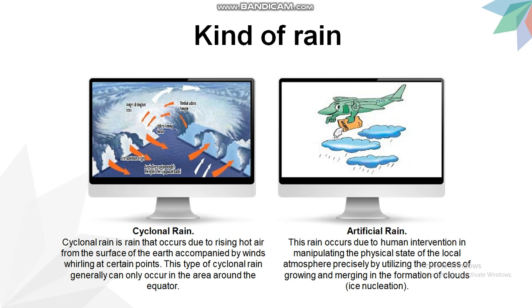Cyclonal rain. Cyclonal rain occurs due to rising hot air from the surface of the earth accompanied by winds swirling at certain points. This type of rain generally can only occur in the area around the equator. And 6. Artificial rain. This rain occurs due to human intervention in manipulating the physical state of the local atmosphere, precisely by utilizing the process of growing and merging in the formation of clouds or ice nucleation.